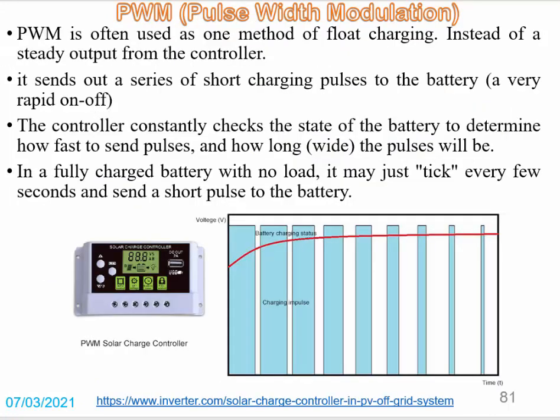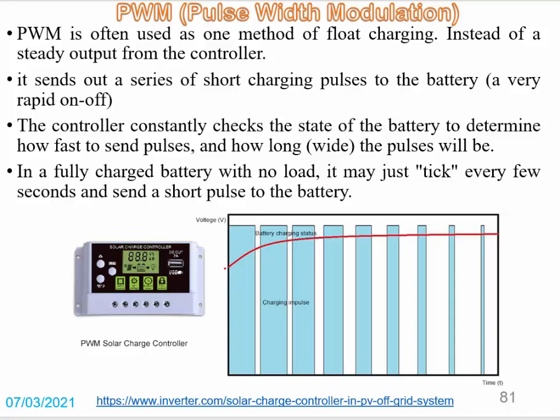The other type of the charge controller is the PWM. PWM is often used as one method of floating charging instead of a steady output from the controller. So what's the meaning of pulse width modulation? Pulse width modulation, we can see the pulse width can be changed.